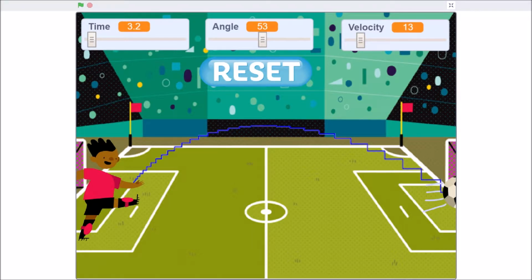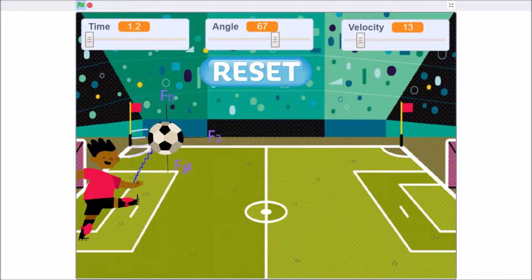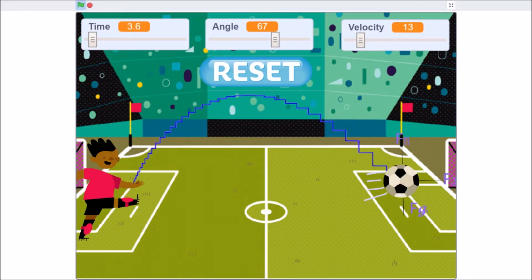Well, let's increase the angle and see what would happen. Let's say we change it to 67, reset the simulation, and start. As shown, if you increase the angle of the projectile, then it will go more vertically toward the y-axis and it would not make it into the net.